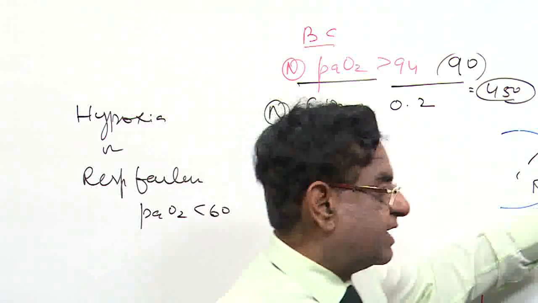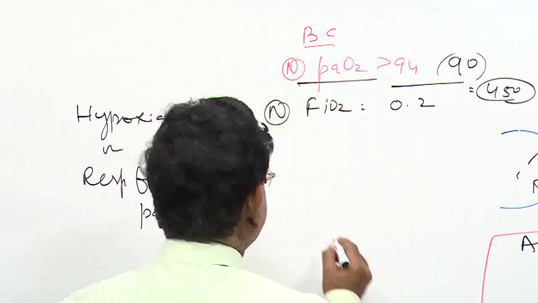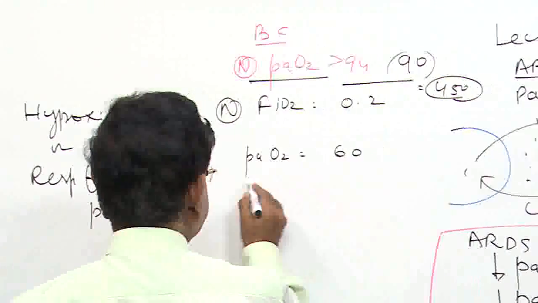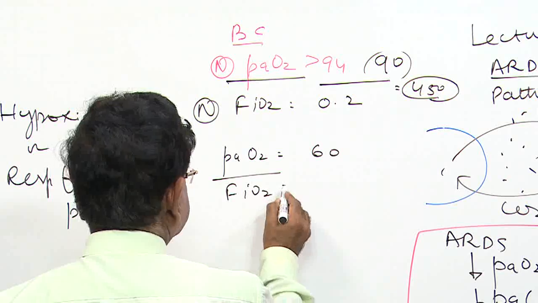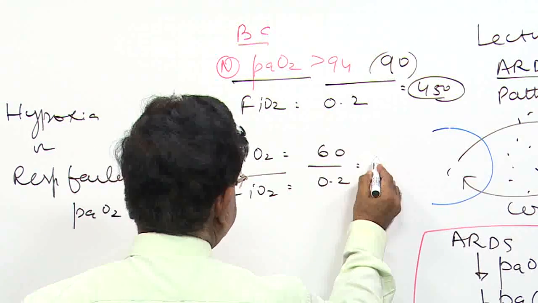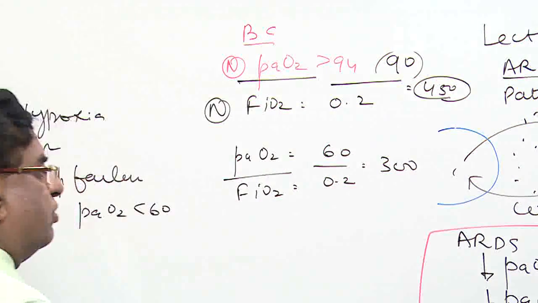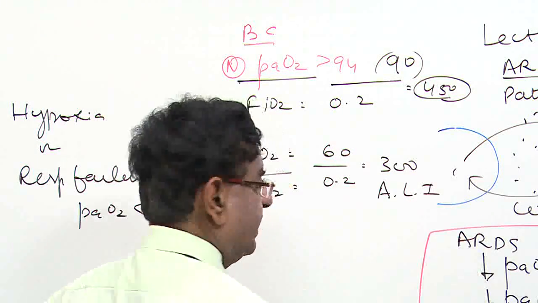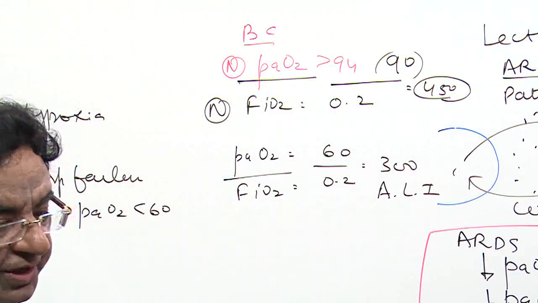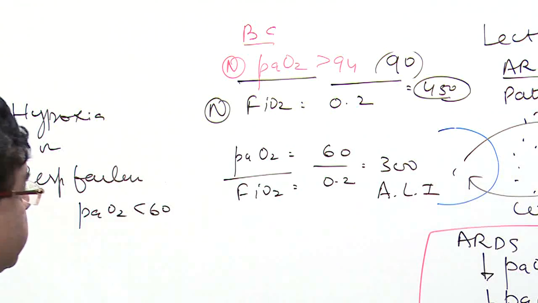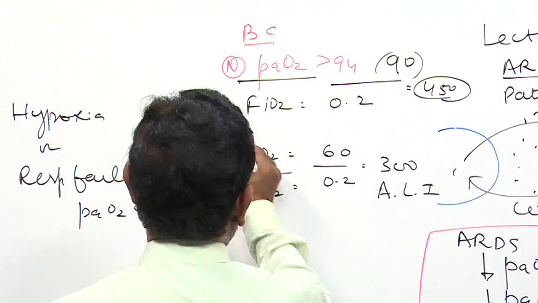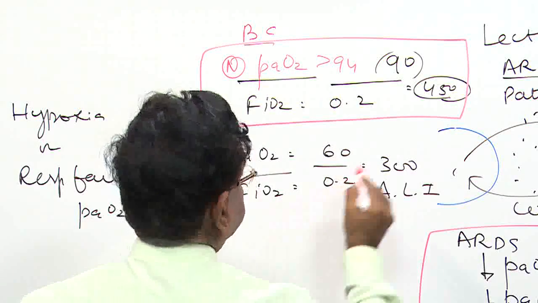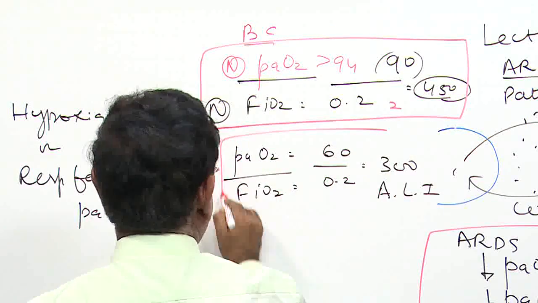Now this patient has come to us. His PaO2 is 60 and his FiO2 is still 0.2. Ratio is 300. If the ratio comes to 300, we call it acute lung injury. ALI is acute lung injury. Make a box of this also. Box number 2, box number 3.